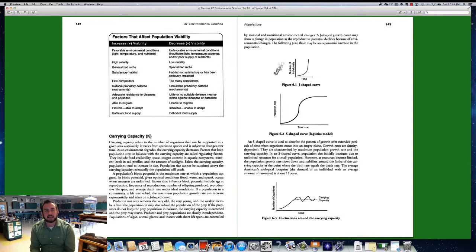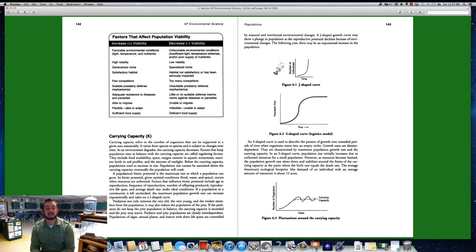Increasing a population's effectiveness would be favorable environmental conditions like light, temperature, nutrients, going to favor that population to flourish. High natality, which means births, lots of births. Generalized niche means they can serve a bunch of different roles in the ecosystem. Satisfactory habitat, which means it's the right spot, the right place for them. Few competitors, so they're not in really heavy competition with somebody else as far as a species goes. Suitable predatory defense, which means they have some different things, for instance, porcupines with their quills have some sort of defense mechanism to withstand predatory interaction.